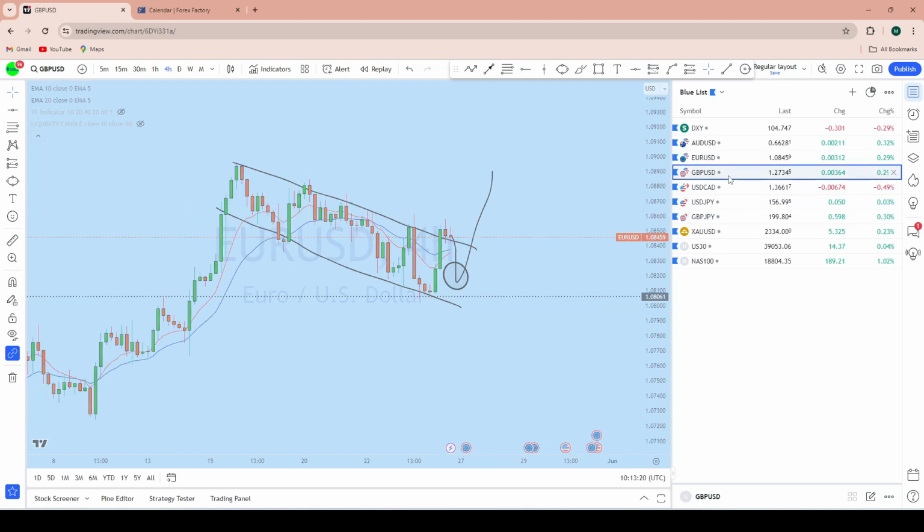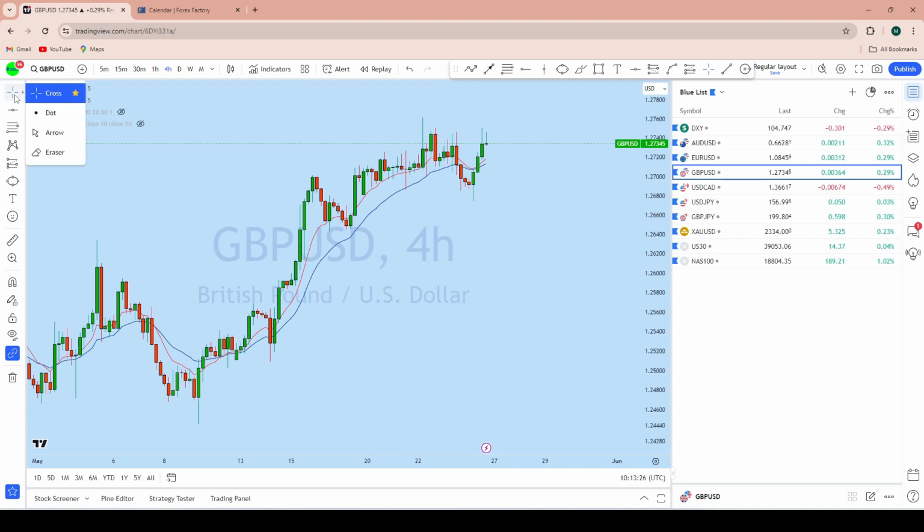Now let's look at GBPUSD. Let's see what kind of price action we have on GBPUSD.